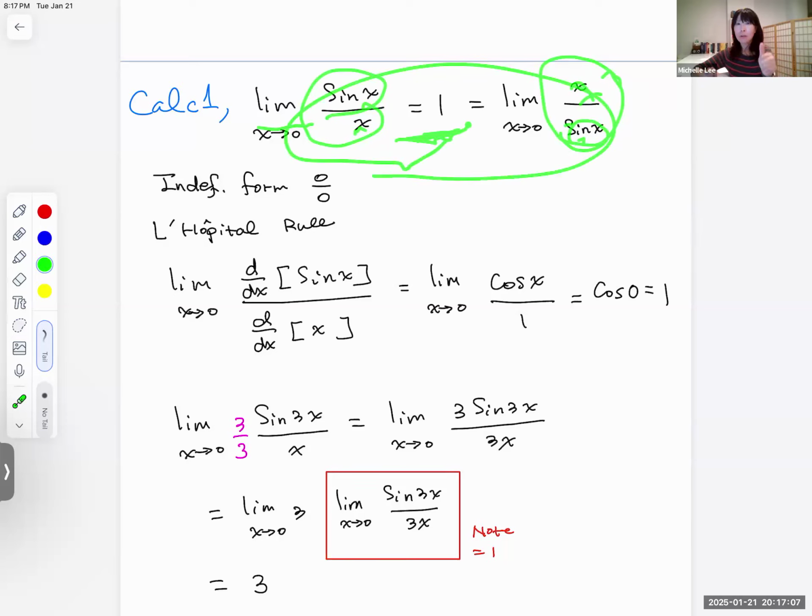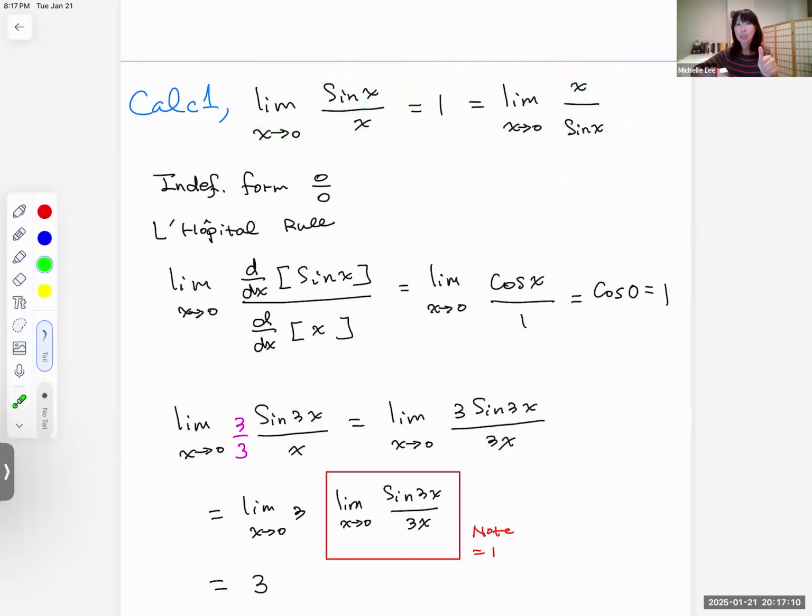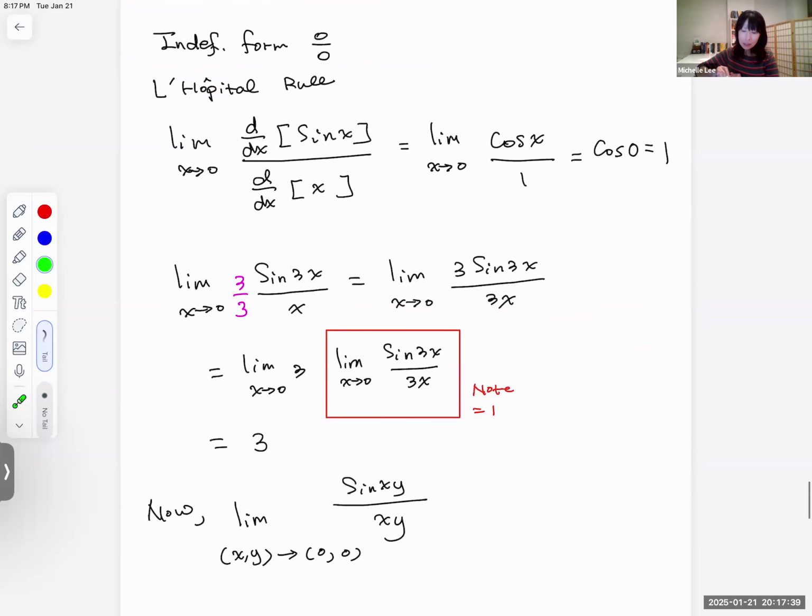We showed you, first of all, geometrically. Secondly, we showed it by graph, or just by making a table. Thirdly, we showed it by indeterminate form, using L'Hopital's rule, and then we get 1. Okay, now what if we have sine 3x over x, same limit when x approaches 0? What do you get?